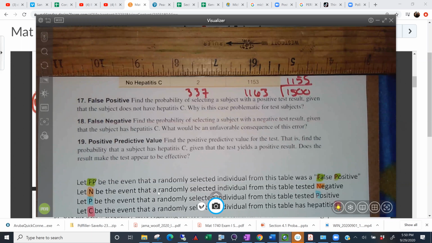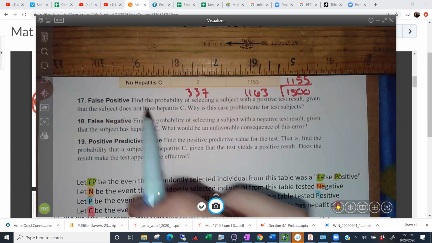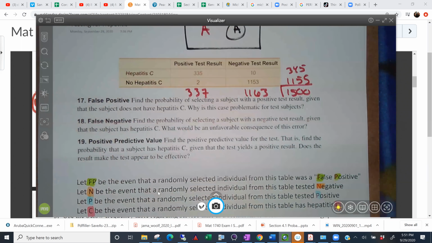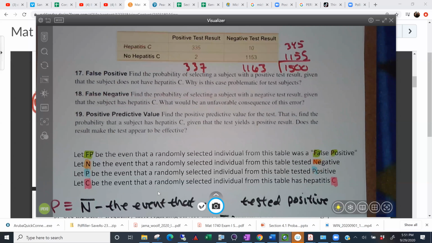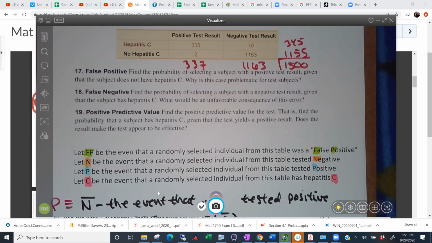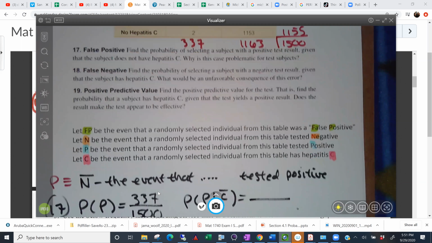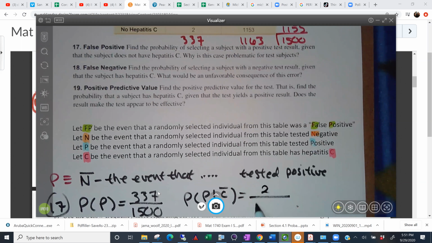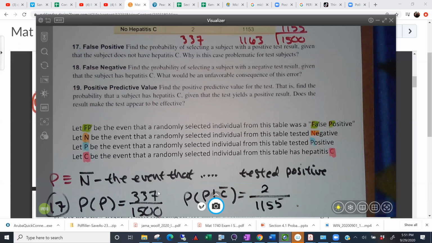So someone else now, pick up the thread here. What's the probability that you have a positive test given that you don't have hepatitis C? So we're on this row. What's the probability of a positive test for people on that row? 2 out of 1155. Thank you, Jess. 2 out of 1155. Beautiful.